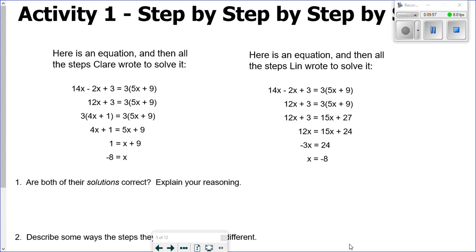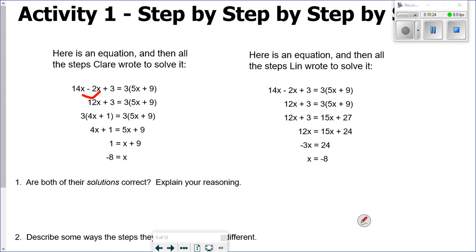She can do that because they are like terms. When doing so, she ends up with 12x plus 3 on the left-hand side. She then continues to work on the left-hand side of her equation. She realizes that both 12x and 3 can be divided by 3. They have a greatest common factor of 3.